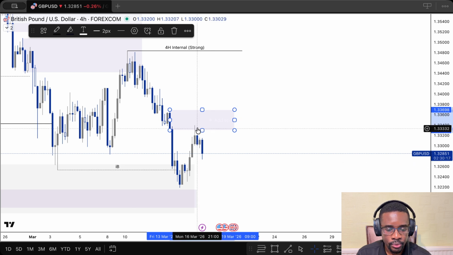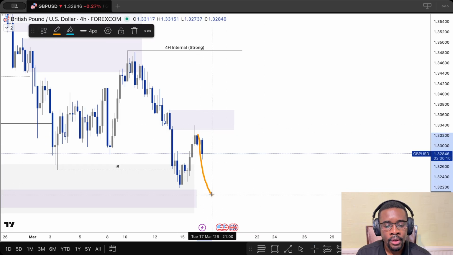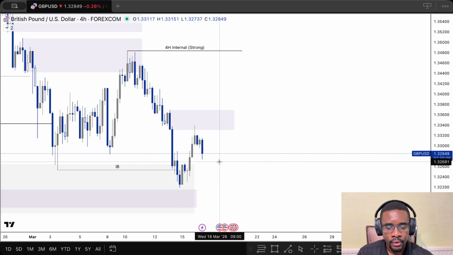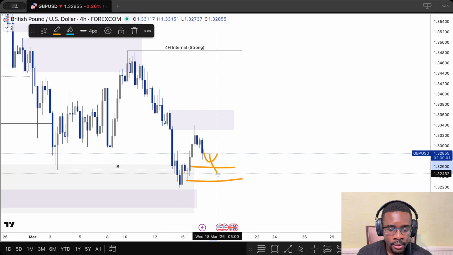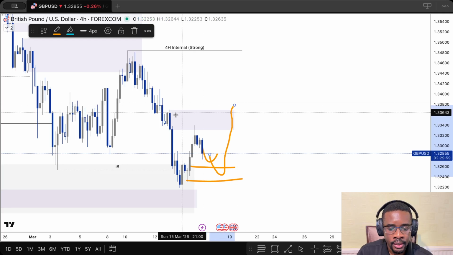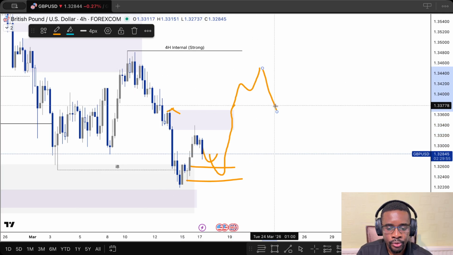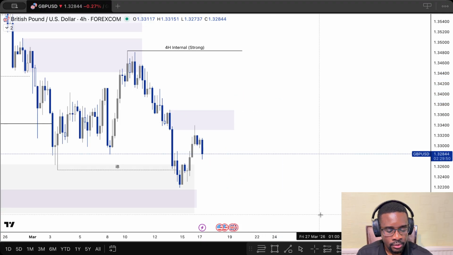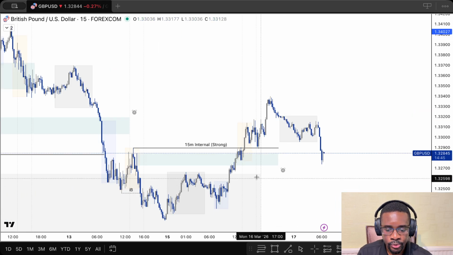Price has mitigated, we're seeing a reaction, so it could continue all the way to take out the low. Or just having a reaction, come down into these areas, mitigate, and then come back up, eliminate this area of supply, push deeper into premium before continuing the trend. So let's look at 15-minute and see what is presenting.